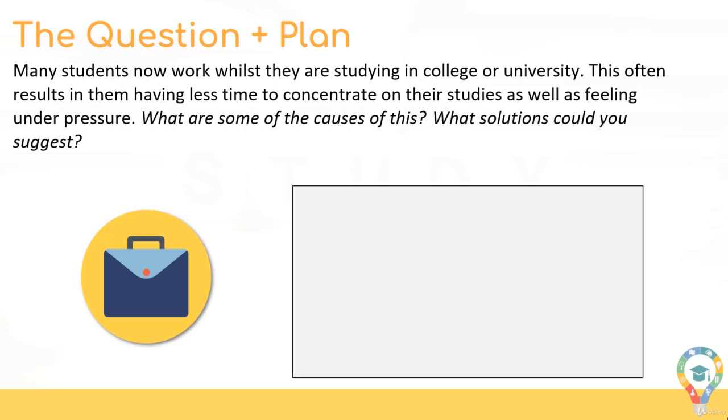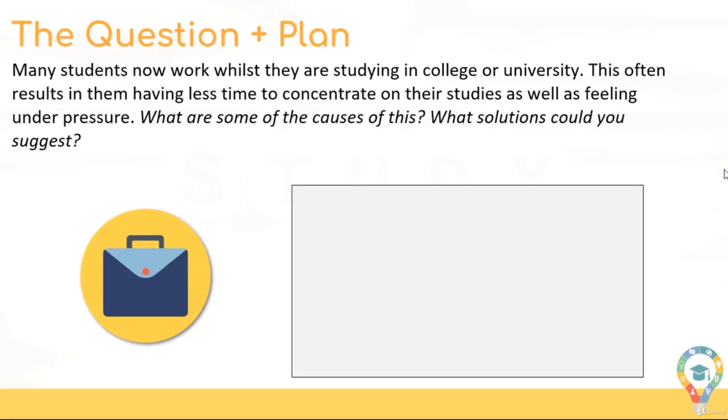So that's quite straightforward. I'm going to move on to writing my plan now, which is simply going to be a quick outline of what I will be doing in each body paragraph. Let's just look back to the question. So many students are working while studying for a college or university, and it results in less time for concentrating on studies as well as making them feel under pressure or stressed. So why are students doing this? What kind of solutions can I suggest? So why are students working when they should be studying? I think the obvious answer to that is quite simply for money.